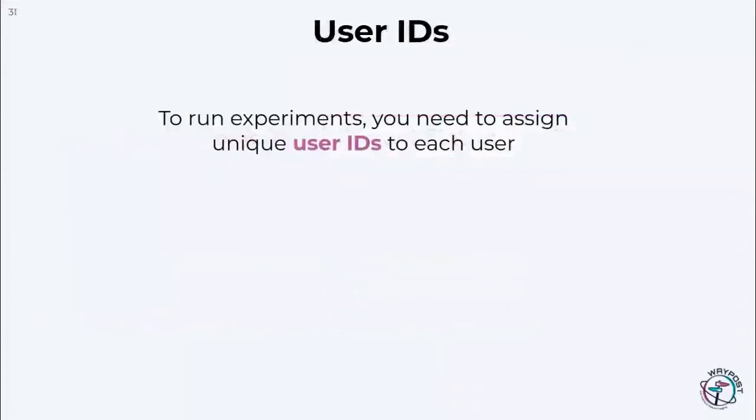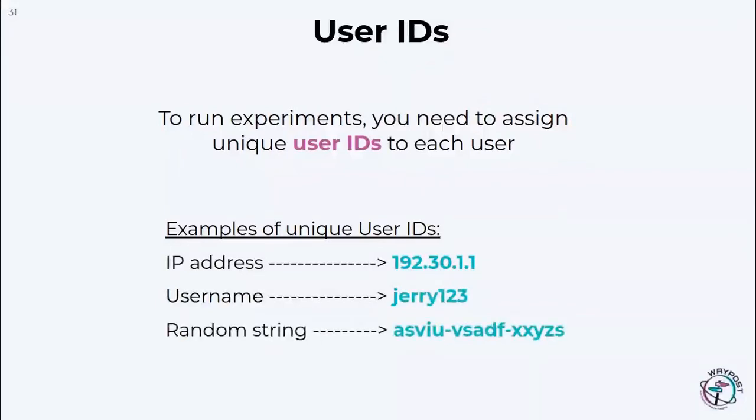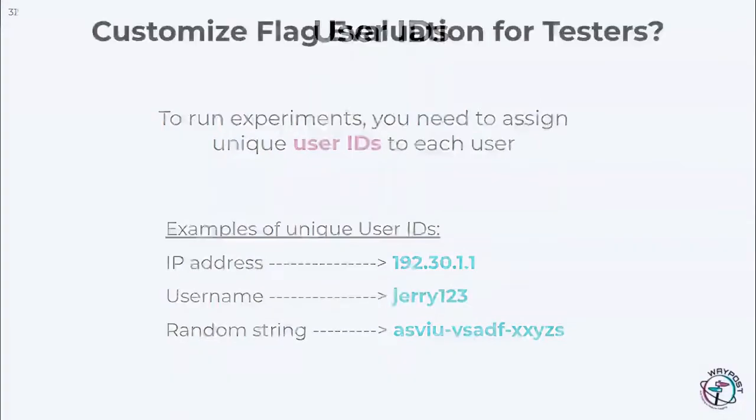Waypost itself doesn't assign the user IDs. That's your responsibility as the developer. However, Waypost will work with any user ID system as long as each ID is unique per user or visitor of your application. Some examples are a visitor's IP address. If you have a login system, you can store one's username in a session, or you can store a random string in a cookie when someone visits your website for the first time.